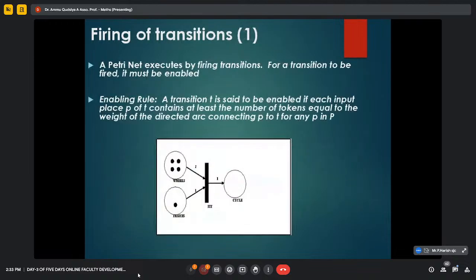I said if you want the transition to fire, it should be enabled. The enabling rule is given. Okay, what happens when it fires? If it fires, in this example it will take two tokens from the wheels place and one token from the frames place, and to the cycle place, it will deposit one token. That is what happens when you fire.